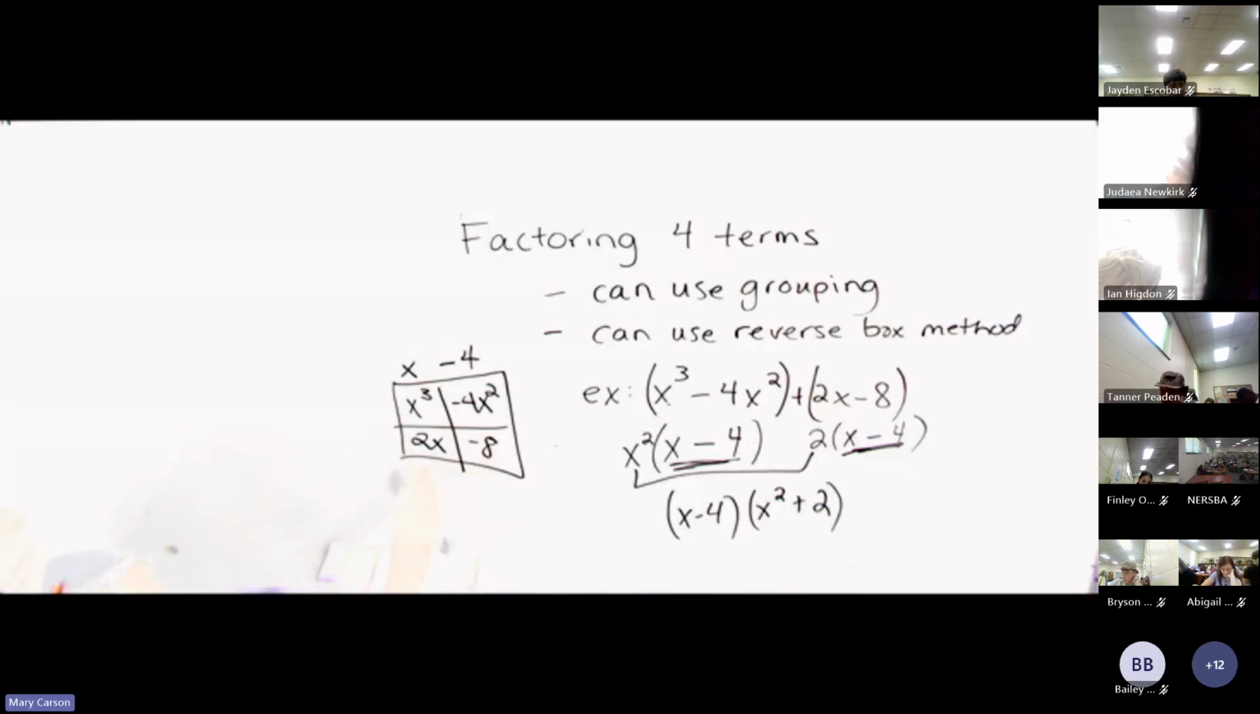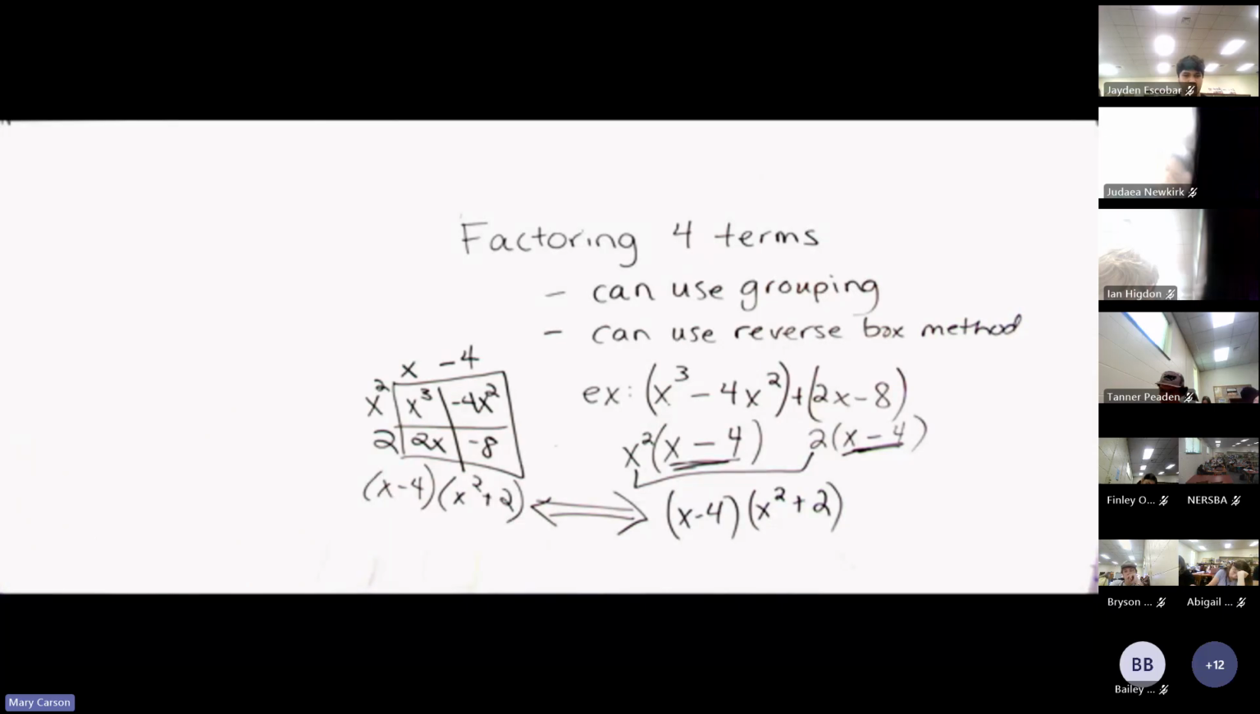Then you go across. So what does x cubed and -4x squared have in common? They both have an x squared. And then what do 2x and -8 have in common? They both have a 2. And then I check this. X squared times x gives me x cubed. X squared times -4 gives me -4x squared. 2 times x gives me 2x. 2 times -4 gives me -8. And then what's on the outside is your factor. So x -4 on the top, and then x squared plus 2 on the bottom. And notice that both of these are the same. So that one is reverse box, okay?